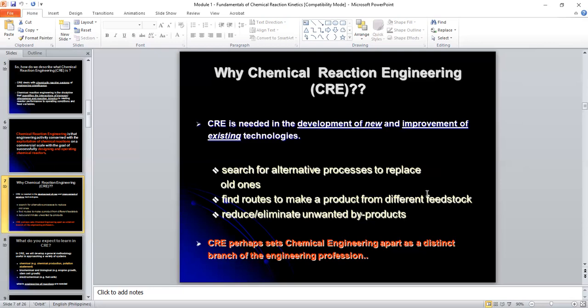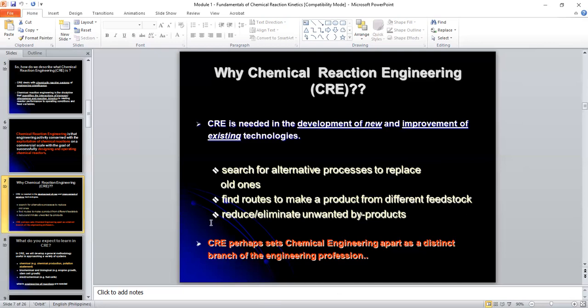Then very important as well is the role of CRE in reducing, if not eliminating, unwanted byproducts. It's not just we want to produce the product or the products, but we want to eliminate the byproducts, because the more byproducts we produce in a particular chemical treatment step, the more unit processes we need to separate them from the desired product that we want, or the desired products we want. So as much as possible, we want to eliminate the formation of these unwanted byproducts.